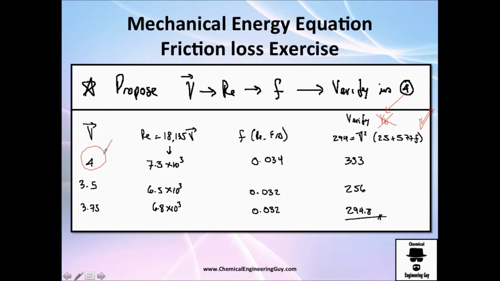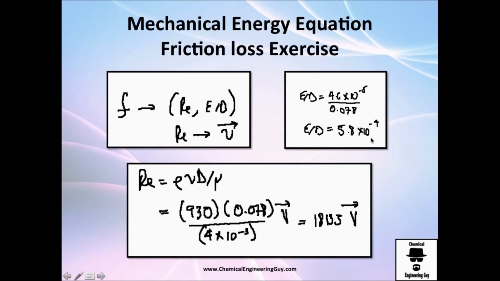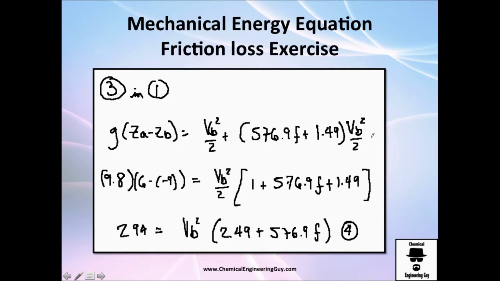Let's do it. So let's propose 4 meters per second. So 18,000 times 4 is something around 7.3 times 10 to the 3. Finding in the Moody diagram, recall that we have the friction factor, the Reynolds number and the relative roughness right here. So checking this, I found out the friction factor. I will go to this equation, guys. Recall, substituting this equation.